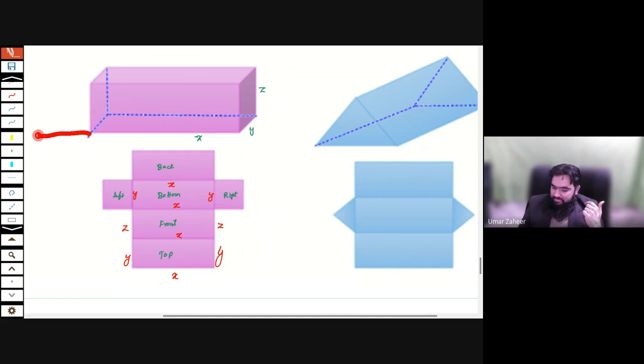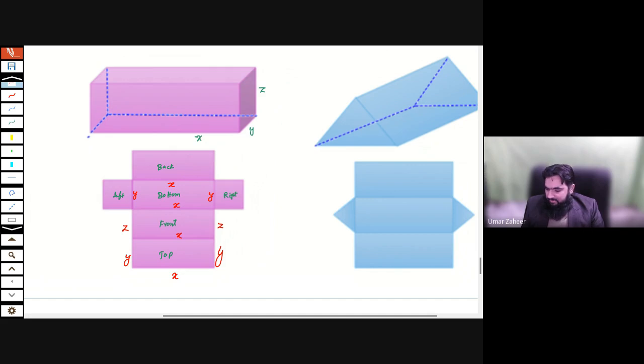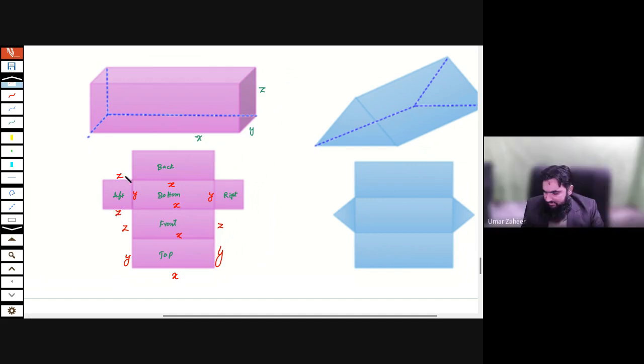When you open it, it is going to be here. The left side will become horizontal here, so it is your Z. It will be Z here. Obviously it is Y, so it will be Y as well.